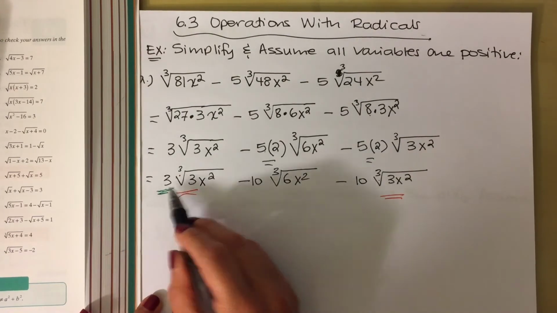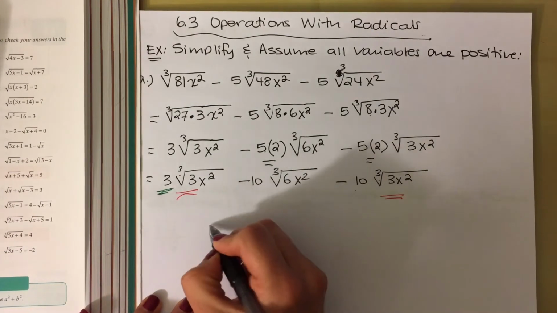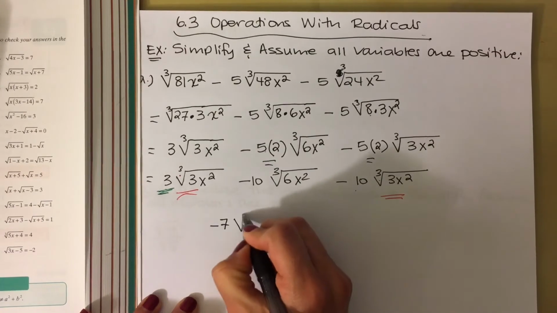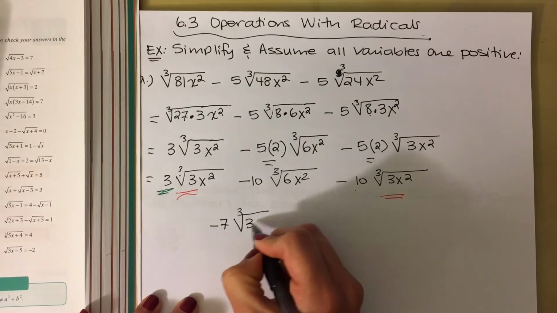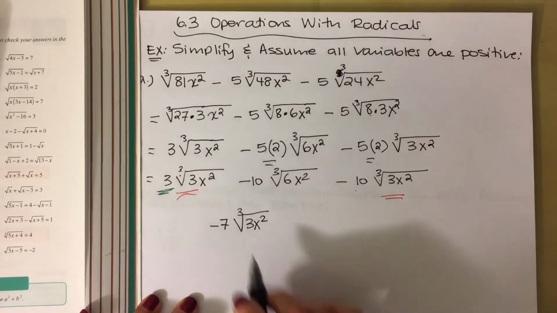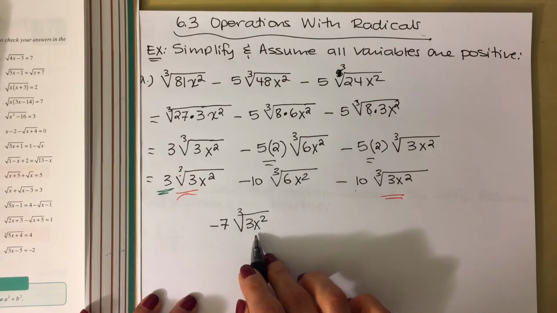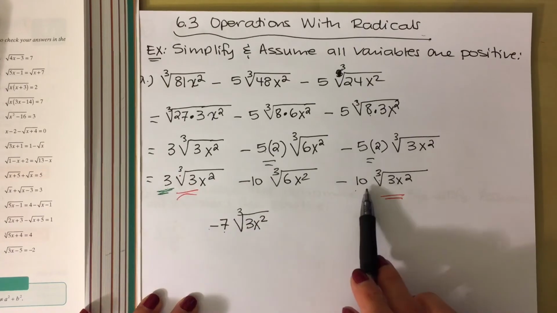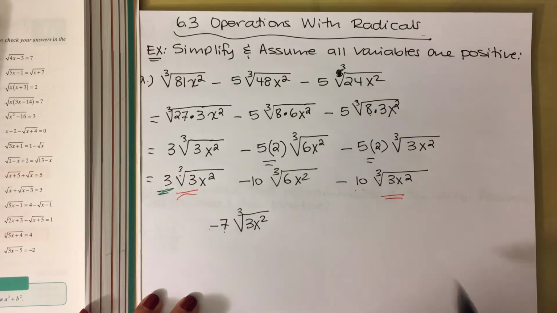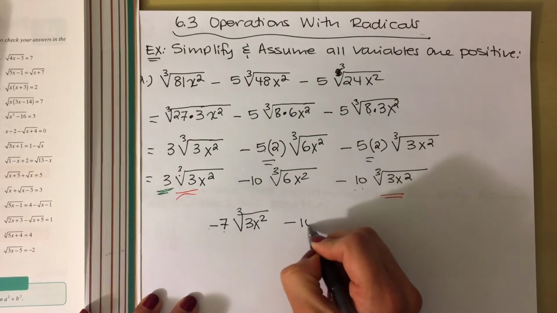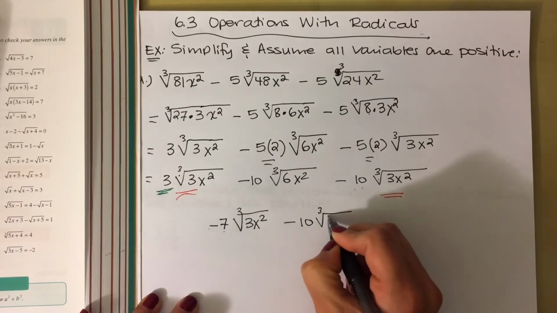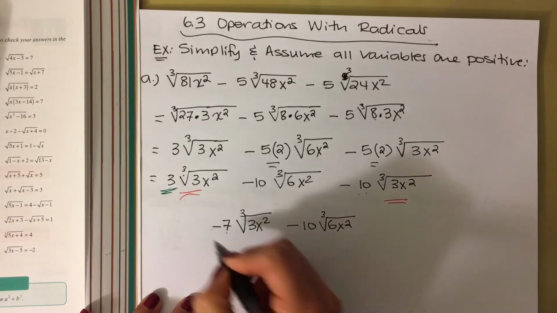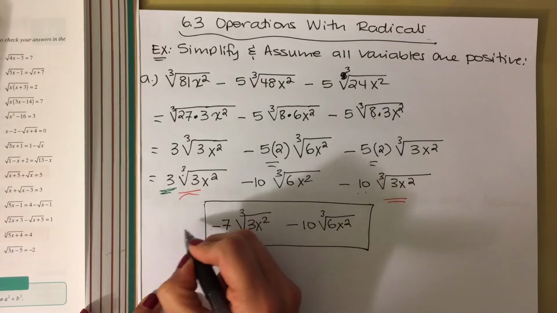So it's just 3 minus 10 is negative 7 cube root of 3x squared. Leave the radical as is. We only change the number in front. These two are the only numbers that we combine. Bring down the second radical. This is our final answer.